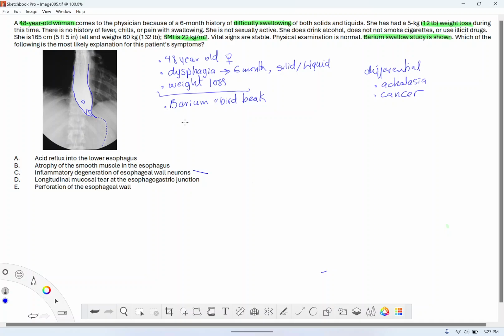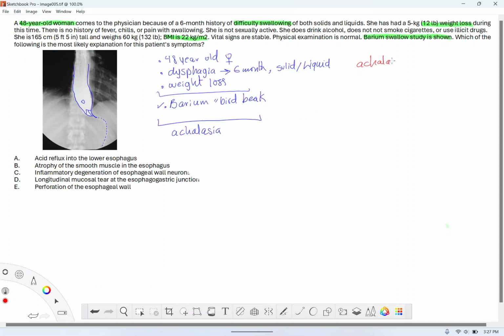When I see these four things now, before I was suspicious of achalasia or cancer, but when I add the fourth one, now I know for sure this is achalasia. I'm done. For me, this is achalasia 100%. Now, the question they're asking is, what is the cause of achalasia in this person? Is it acid reflux? Is it atrophy? It's this and that.